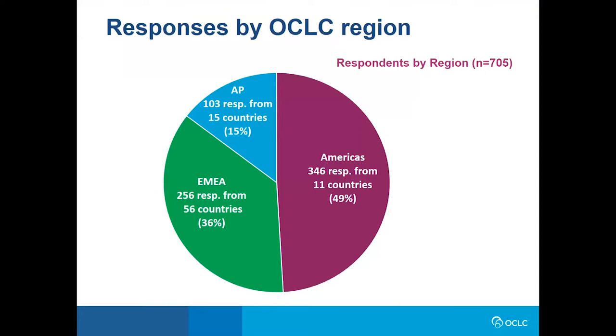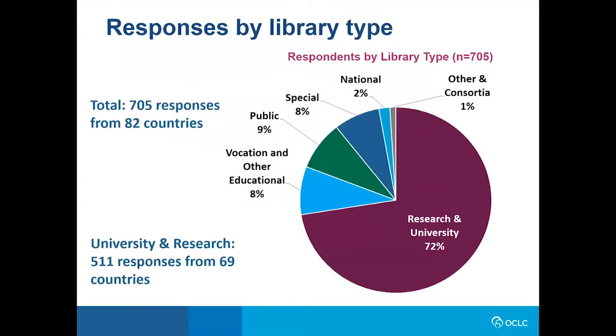First of all, I should say there are two big imbalances, and one is that most of the respondents, 49%, came from the Americas region. So there is a bias here with the data. If you look at it as a total, there is a bias towards the Americas. There's also a bias towards research libraries, because 72% of the respondents were from university libraries and research libraries. And the other categories are not so well represented.